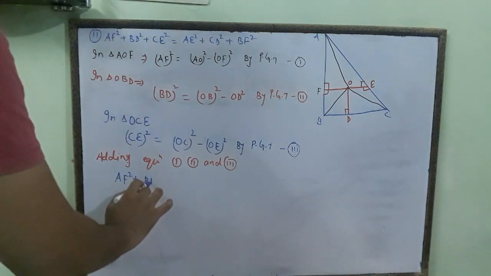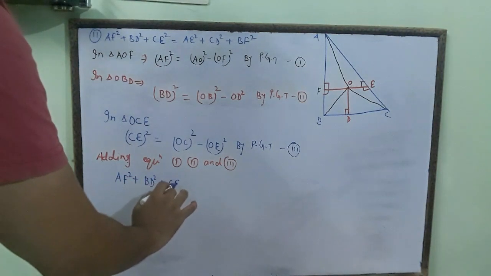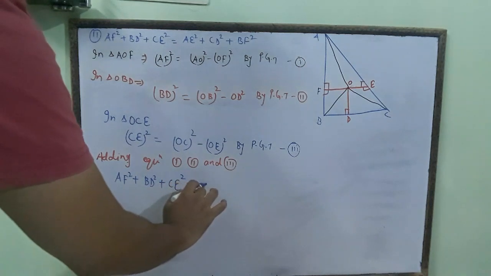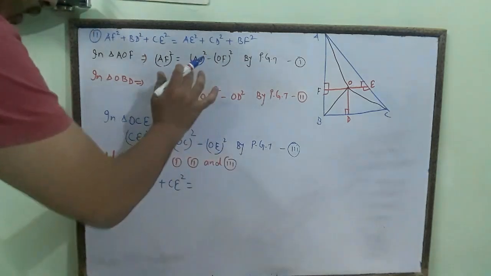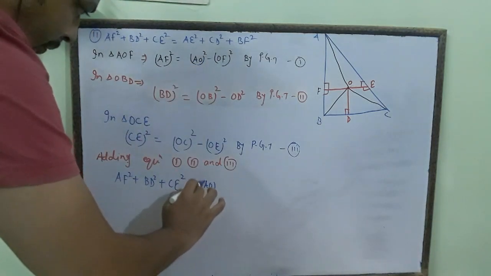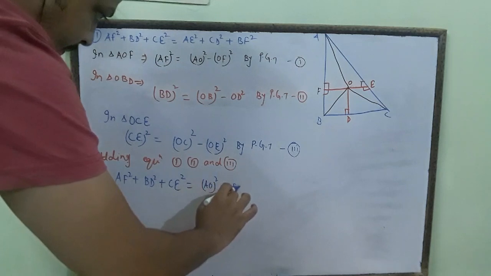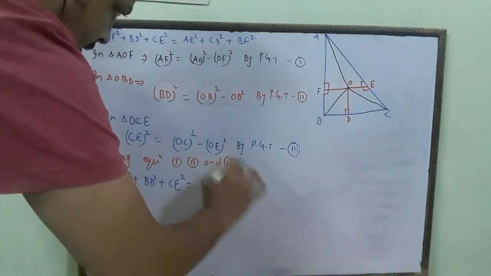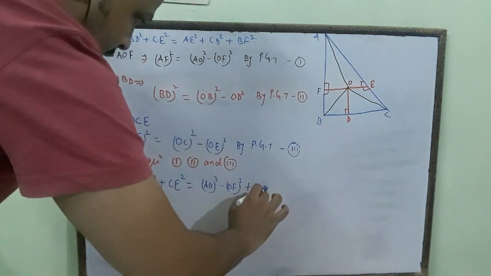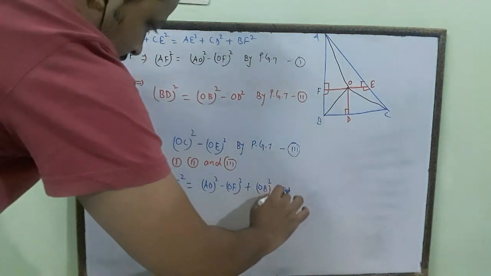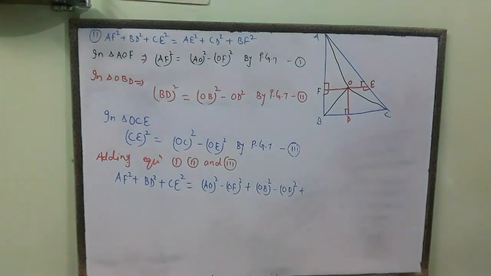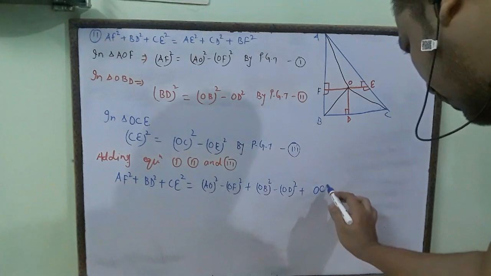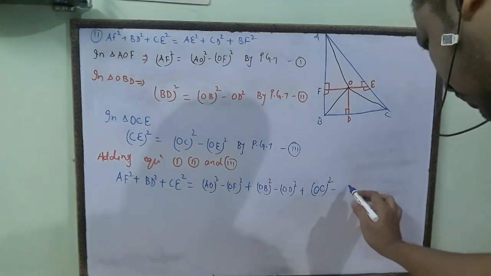plus BD square plus CE square is equal to AO square minus OF square plus OB square minus OD square plus OC square minus OE square.